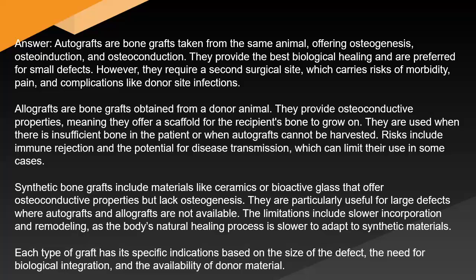Synthetic bone grafts include materials like ceramics or bioactive glass that offer osteoconductive properties, but lack osteogenesis. They are particularly useful for large defects where autografts and allografts are not available. The limitations include slower incorporation and remodeling, as the body's natural healing process is slow to adapt to synthetic materials. Each type of graft has its specific indications based on the size of the defect, the need for biological integration, and the availability of donor material.